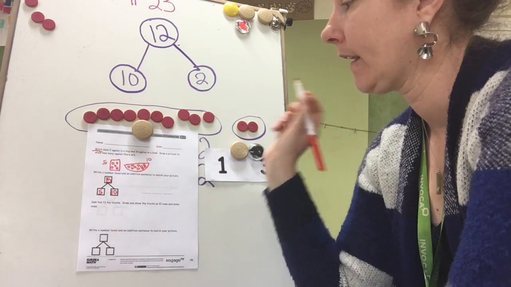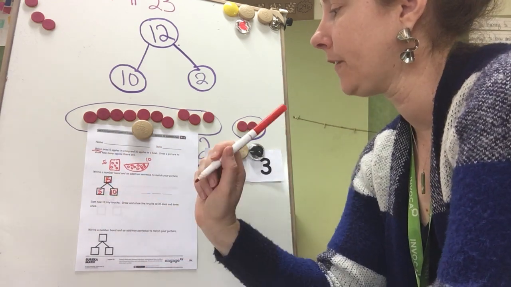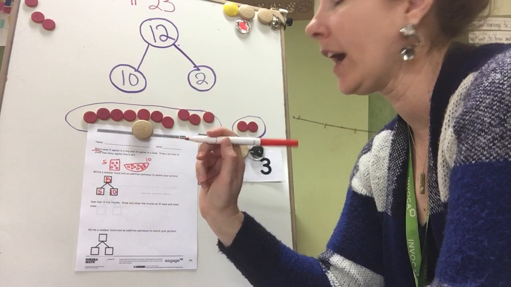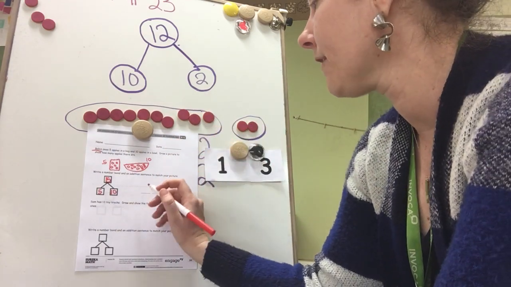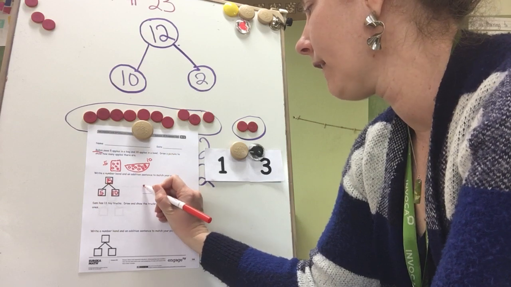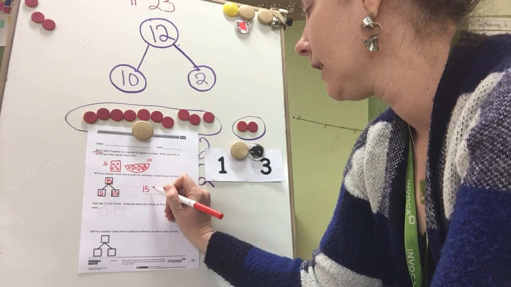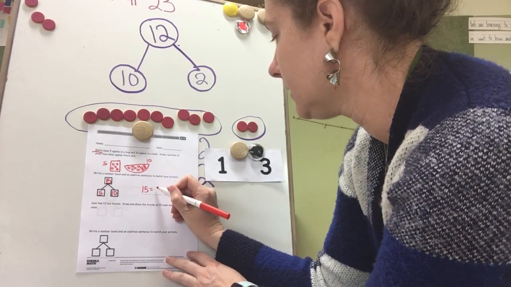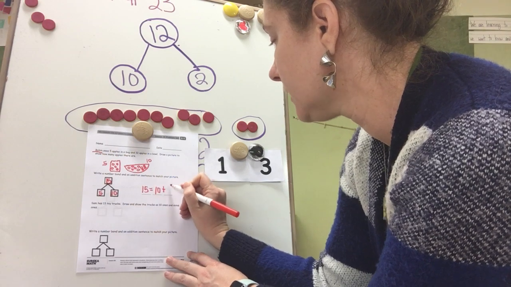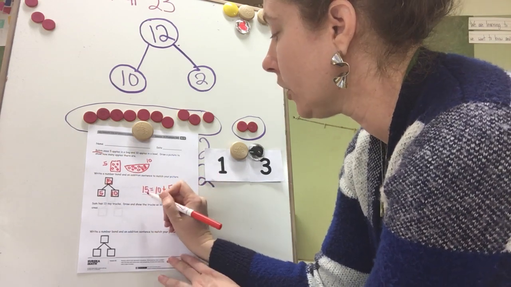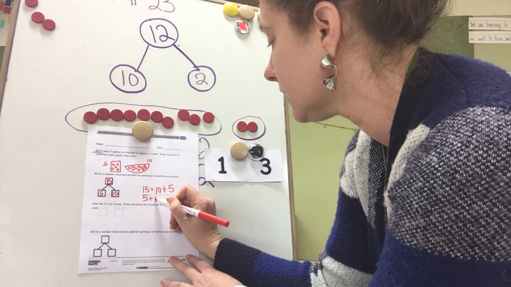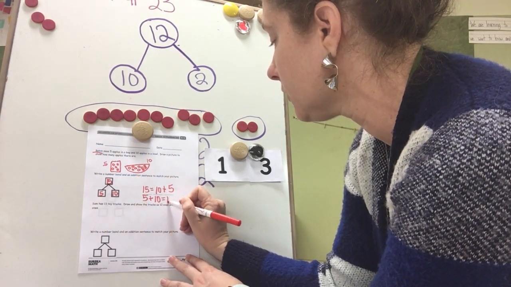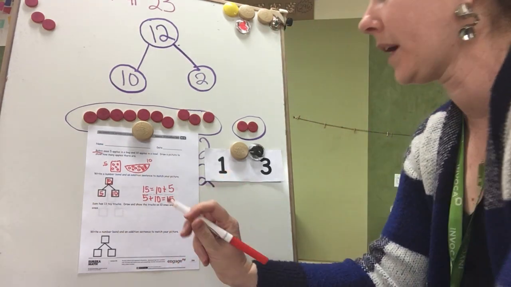15. 10 plus 5 is 15. 10 apples plus 5 apples equals 15 apples. Now let's write our math sentence. So I'm going to write 15 equals 10 plus 5. You could also write 5 plus 10 equals 15, right? There's different ways to write it.